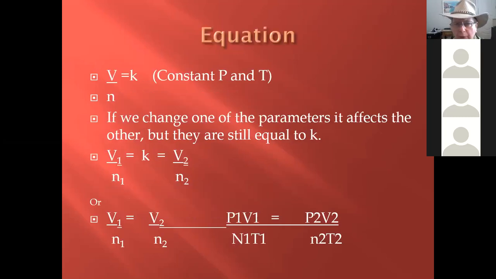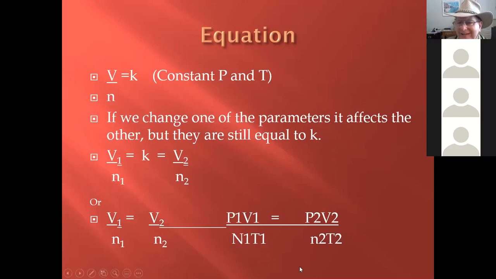So basically, I went through Avogadro's law. What this means is that if I have the volume of my substance, and I divide it by my number of moles, with a constant pressure and a constant temperature, my volume divided by my moles is going to be constant. So if I change either the volume or the moles, that's going to automatically change the other. But still, they're both equal to K. So I have V1 over N1 is equal to K, which is equal to V2 over N2.